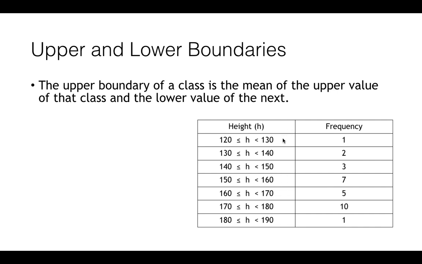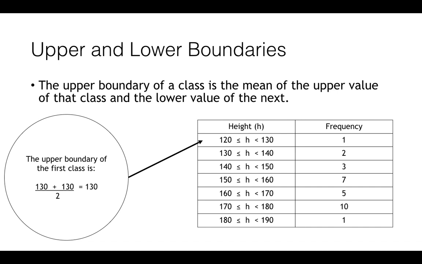The upper boundary of a class is the mean of its upper boundary with the lower boundary of the next class. So to calculate in this case, I'd need to do 130 plus 130 divided by 2. That tells me that the upper boundary of this class is 130. Obviously, for all of these, the upper boundary is going to be what's written in this part here, because this bit and this bit are the same. This and this are the same, this and this are the same, and so on. So if you take a mean of two numbers which are the same, you get that number.